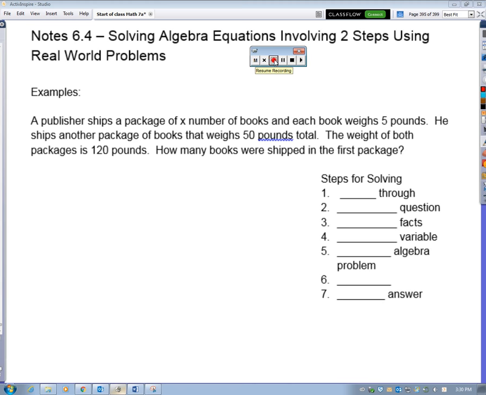Alright, my little math friends, here we are on the last part of Chapter 6. We are on 6.4. We're going to be working those two-step equations like we did in 6.3, but this time we're going to use a real-world problem. We're going to build a two-step equation, and then we're going to go ahead and solve it. You guys are going to be so good at writing and solving these algebra equations.